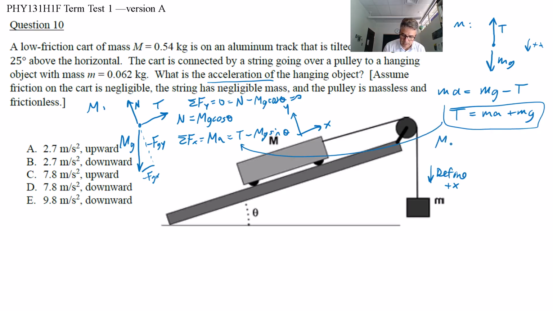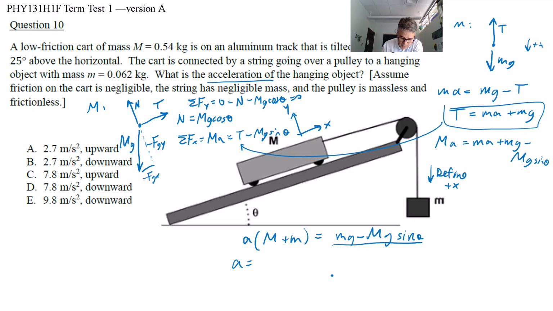I'm going to take this and plug it into my second equation there to get a. So I've got capital M times a is equal to little m a plus little m g minus capital M g sine theta. And I just have to collect all my terms with a on one side of the equation. So I've got the acceleration times capital M plus little m is equal to little mg minus capital M g sine theta. And then so acceleration is just little mg minus capital M g sine theta, all divided by capital M plus m.